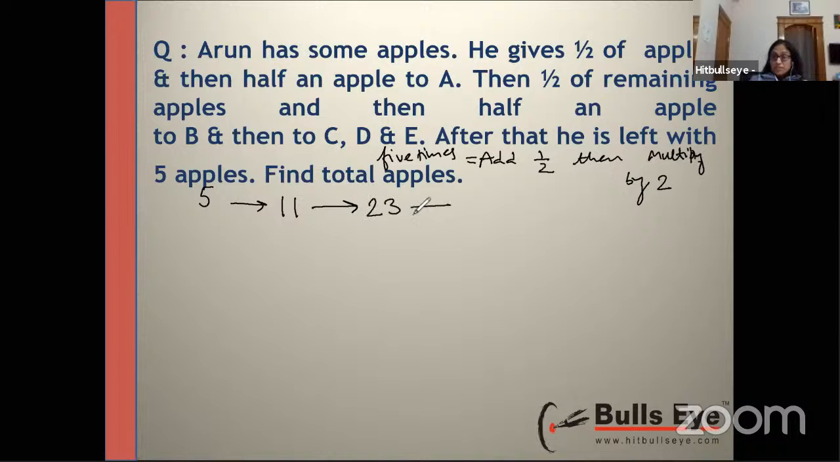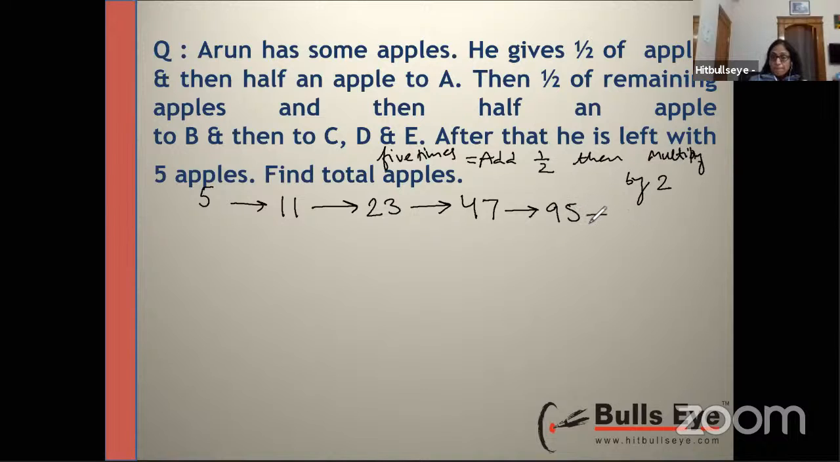Okay. One more step back. Add half to it. So it's going to be 23 and a half. What is double of 23 and a half? It is going to be 47. One more step back. Add half to it. It's going to be 47 and a half. What is double of 47 and a half? It's going to be 95.